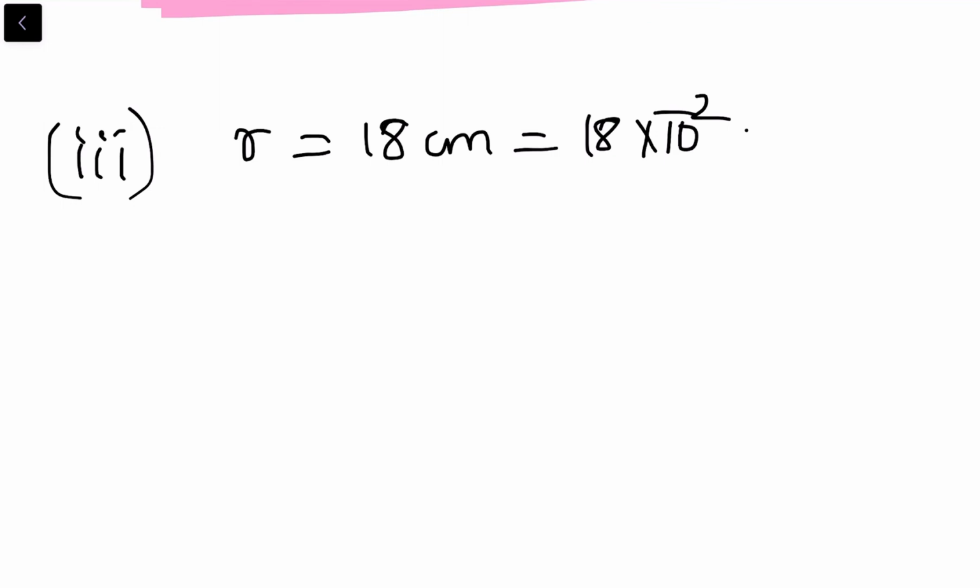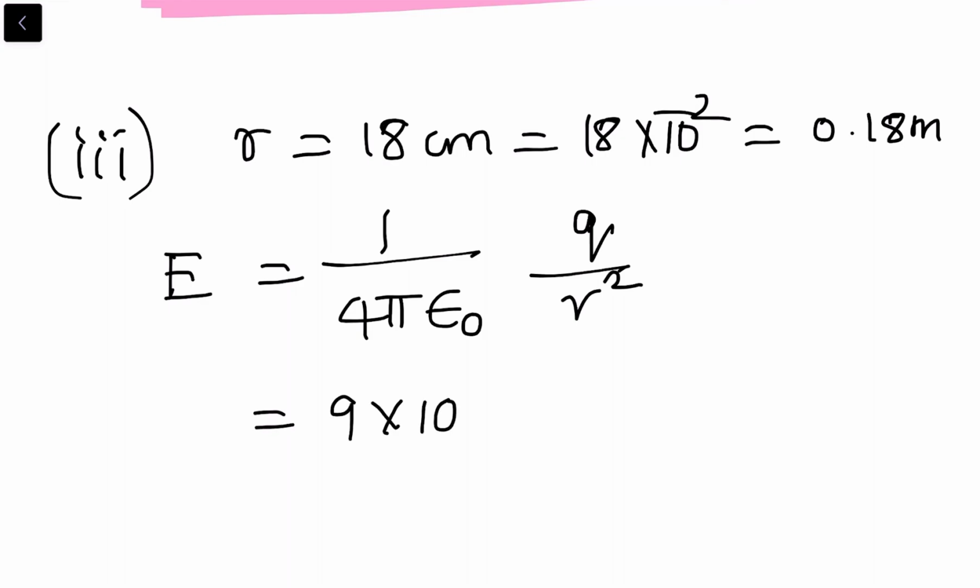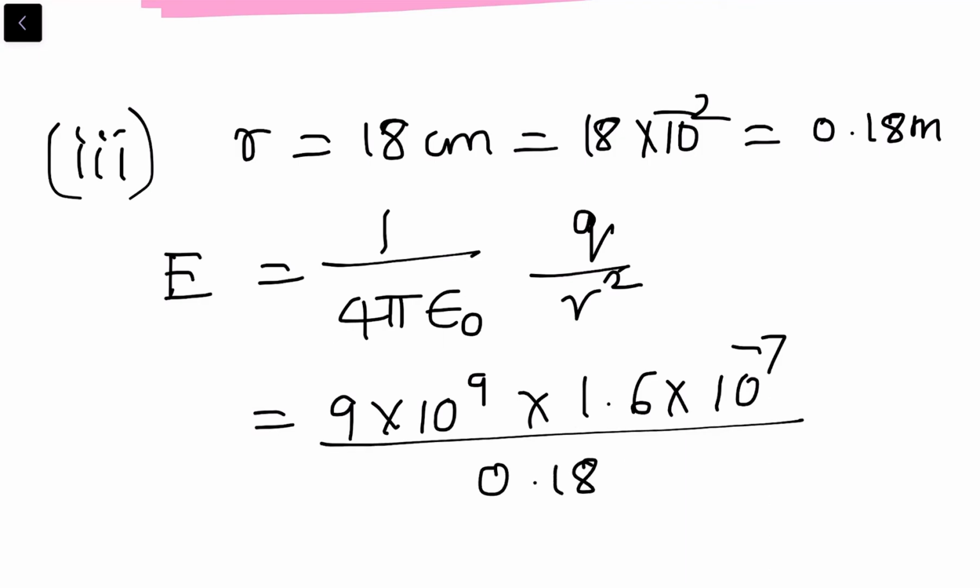At a distance of r, small r is equal to 18 centimeters, convert it into meters, 18 into 10 to the power of minus 2, then it is 0.18 meters. Then that formula we will apply. E is equal to 1 by 4 pi epsilon naught q by r square. 1 by 4 pi epsilon naught is 9 into 10 to the power of 9. Q is 1.6 into 10 to the power of minus 7. And then r means 0.18 whole square.